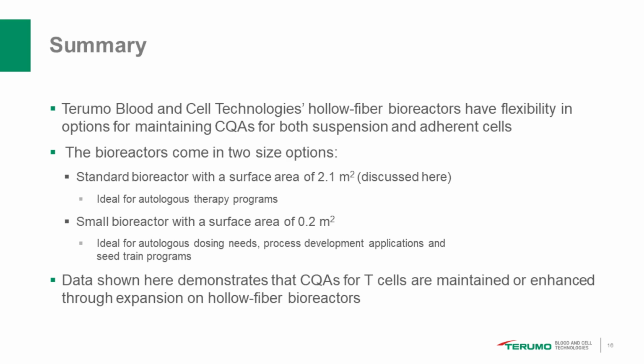To give you a rough idea of what it equates to, 2.1 square meters is equivalent to about 120 T175 flasks, and the small bioreactor is approximately just over 11 T175 flasks. Both of those bioreactors are amenable to autologous cell therapy programs, and also to additional experiments such as PD experiments and seed train programs.